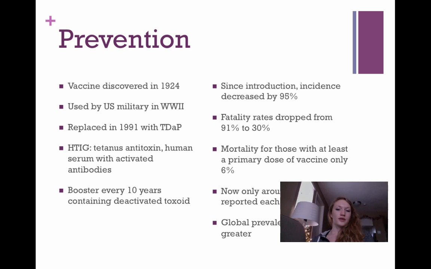Since introduction of the vaccine, incidence of the disease has decreased by 95%. Fatality rates have dropped from 91 to 30%, and the mortality for those with at least a primary dose of the vaccine is only 6%. There are now only about 50 cases reported in the U.S. each year, although global prevalence is still 1,000 times greater than that.